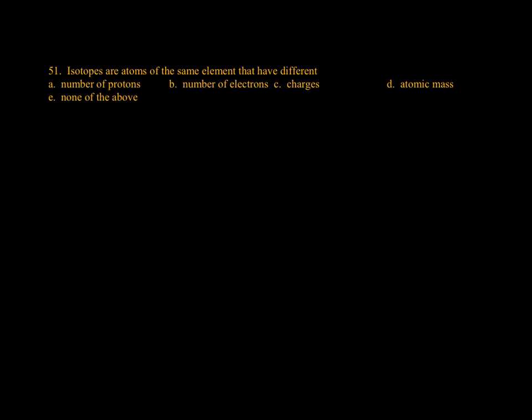This is part 3 of the final exam review. Isotopes are atoms of the same element with a different number of neutrons. Because they have a different number of neutrons and neutrons have mass, the masses of isotopes are different from each other. So they're all the same element, but they have different masses.